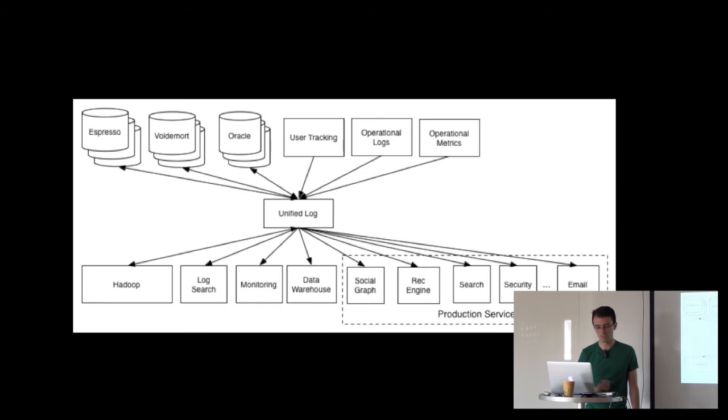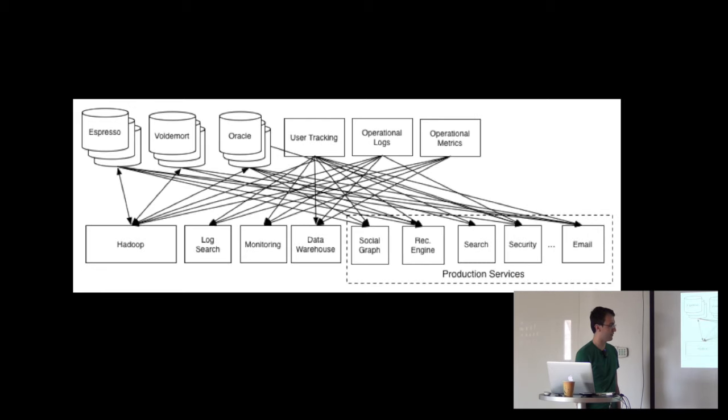But this is the ideal thing we're going to move towards, hopefully, where everything can write into this unified log, and everything's in order, everything has a schema attached, and then you can pull from it. The idea would be that, say, user tracking could write data to the log, but it doesn't necessarily have to know that Hadoop, log search, monitoring, and the data warehouse all have to have that data in a certain particular format.